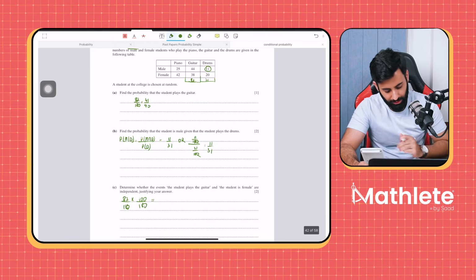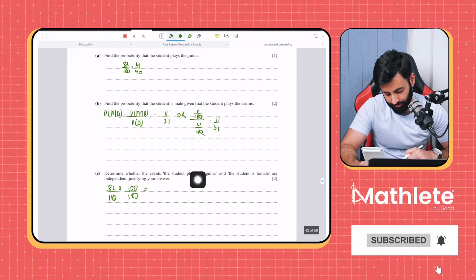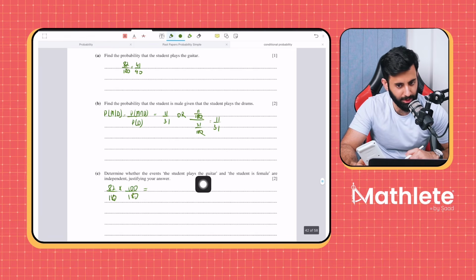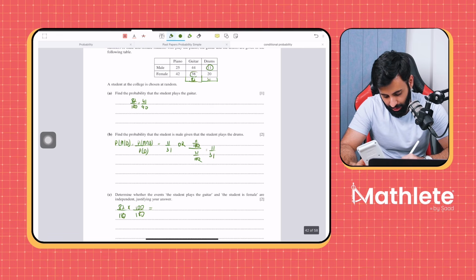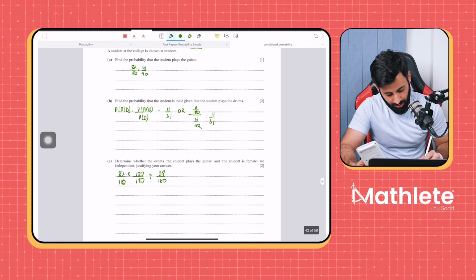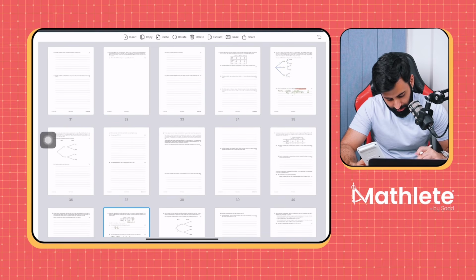Thank you. Then, if this is equal to the probability of a female student playing the guitar, then that means this is independent. So, what's the probability of female students playing the guitar? That's 38 upon 180. So, clearly, this is not equal. That means not independent. All right, thank you. Now, one last question, and that will be it.